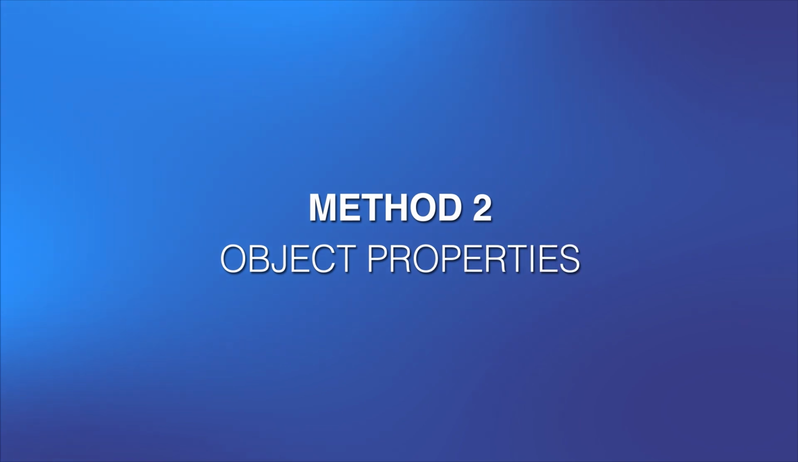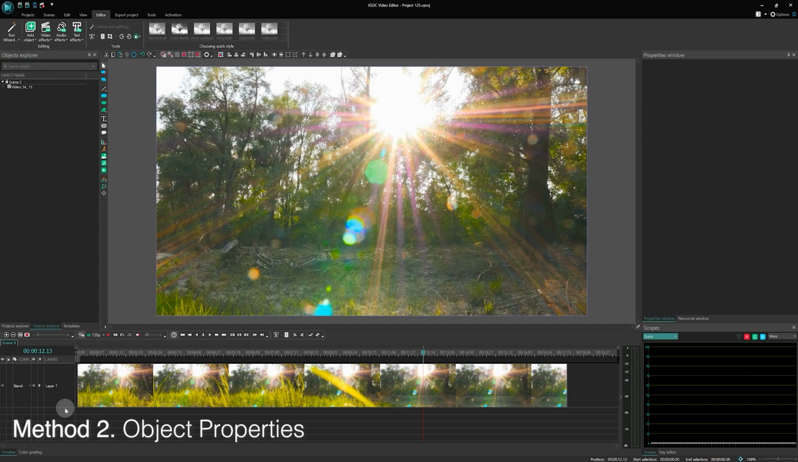Method 2. Object Properties. This method is similar to the first one, but there you can trim your video with a precise second and a frame. Plus, in the Properties window, you can fine-tune any cuts you've made before. All the changes you made earlier, like trimming the start of the video, will show up here too.